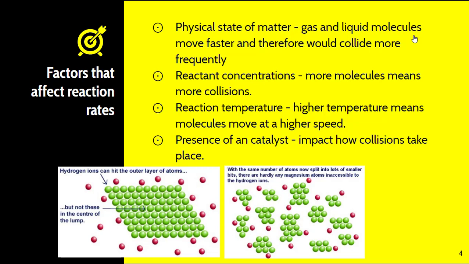And then lastly, the presence of a catalyst. That plays an important role in how collisions take place. Catalysts lower activation energy. They cause the orientation of molecules to be just right in order for a collision to cause a reaction to occur. So catalysts speed up chemical reactions, usually by hundreds, even thousands of times. We'll talk more about those a little bit later on.